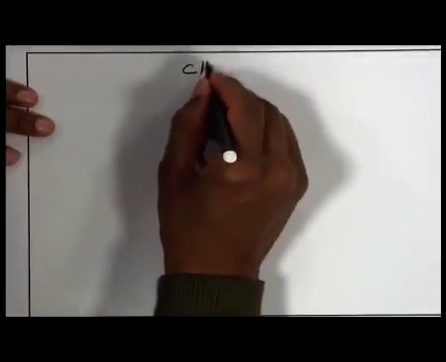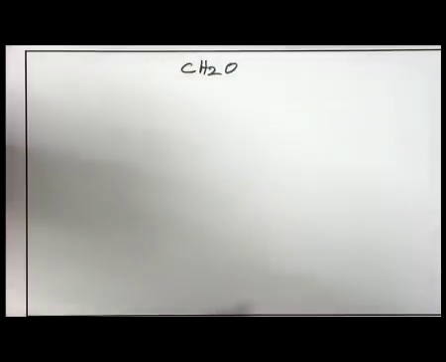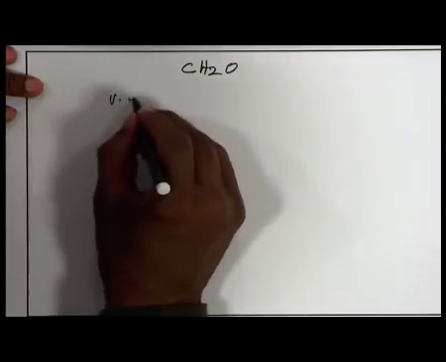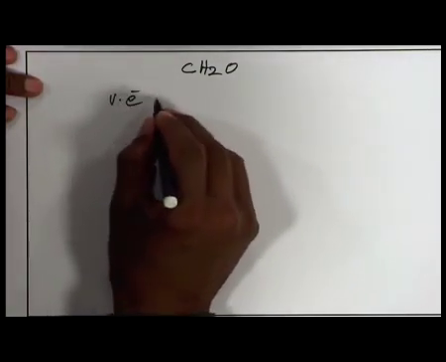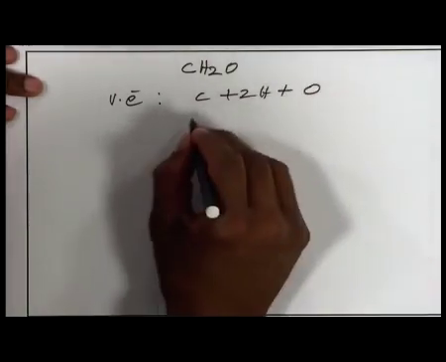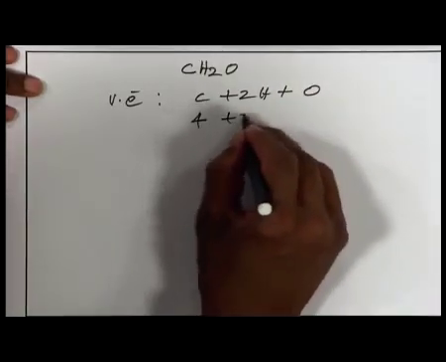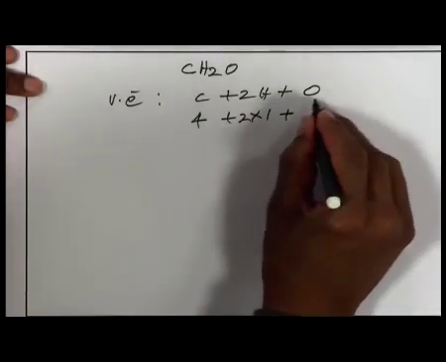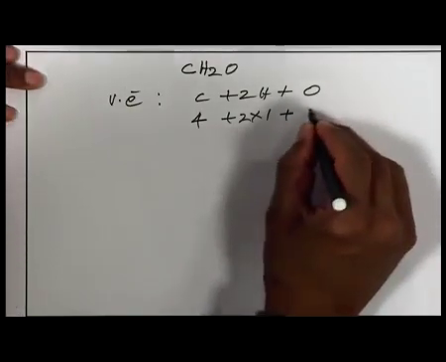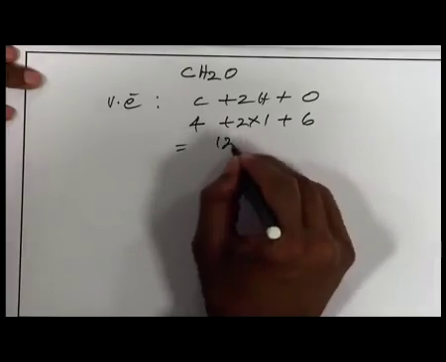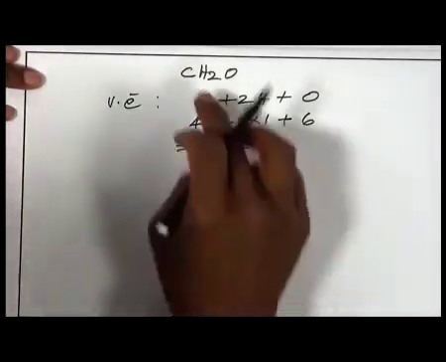Let us see another example, CH2O. Determining the number of valence electrons is the first step. So carbon plus 2 hydrogen atoms plus O. Carbon has 4 valence electrons, plus 2 into 1, since hydrogen has 1 valence electron, plus the oxygen atom has 6 valence electrons. That is 4 plus 2 plus 6, equal to 12. There are 12 valence electrons available for CH2O.